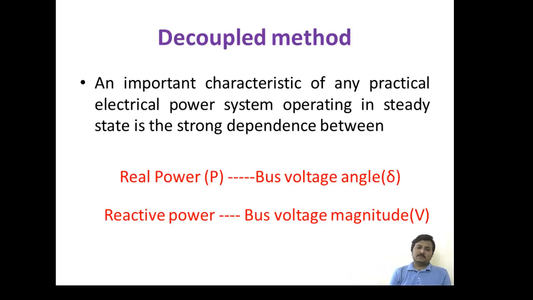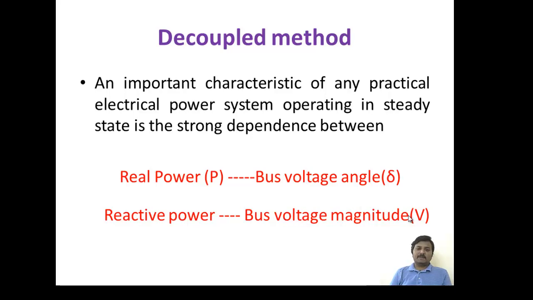The decoupled method was introduced in 1973. The basic concept is this: in any practical electrical power system in steady state condition, there is a strong dependence among the four variables defined in the power system. When we solve load flow solutions, the four variables are: active power P, which is the real power; reactive power Q; bus voltage angle delta; and bus voltage magnitude V.